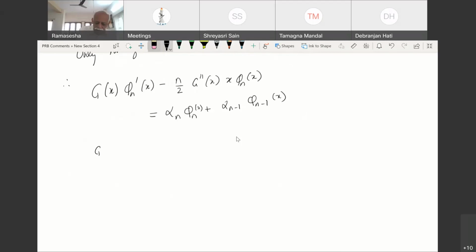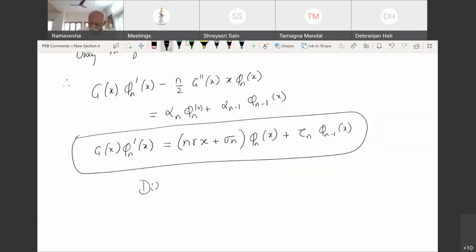Or I can say that G x P n prime is equal to some constant times n gamma x plus some sigma n, and so on. So this is called the differential recurrence relationship.